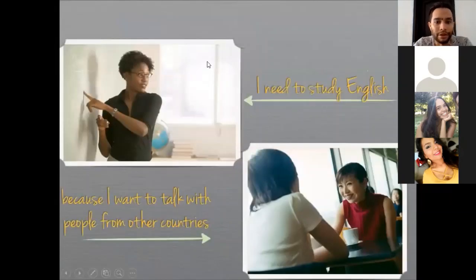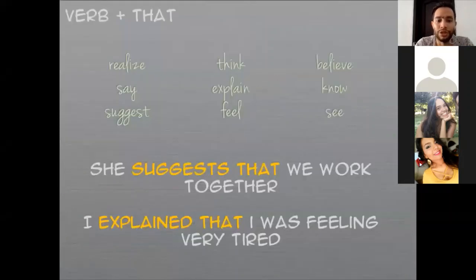Now take a look. The girl says, I need to study English. And here, because I want to talk to people from other countries. Want to talk and need to study both use the infinitive form. Let's continue. Some verbs with a pattern use the relative clause with that. So they are realize, say, suggest, think, explain, feel, believe, know, see, and some others that I gave you in the previous class, all right?